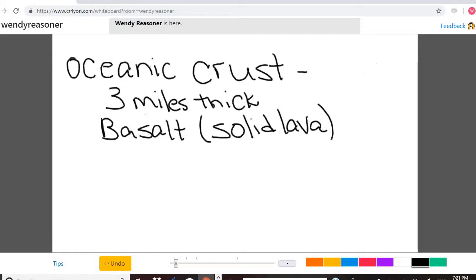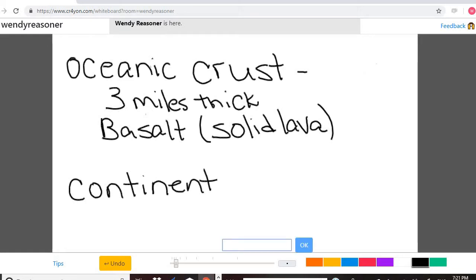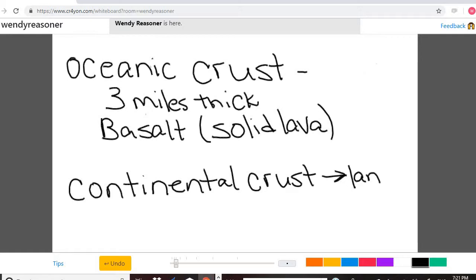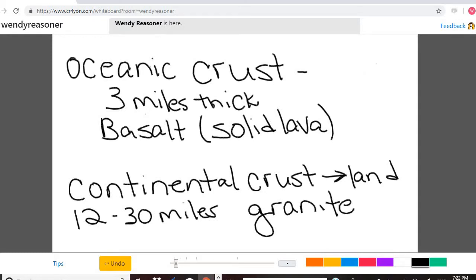Okay, then the part of the crust that covers land is referred to as the continental crust. So the continental crust covers land, and it is thicker. It's about between 12 and 30 miles thick, and it is comprised primarily of granite. Okay, so different substances make up Earth's crust depending on whether that crust is over the oceans or whether that crust covers land.